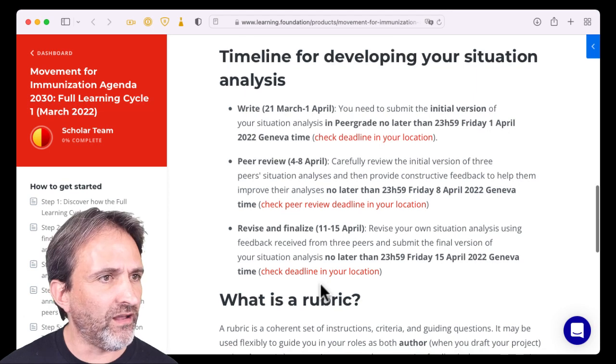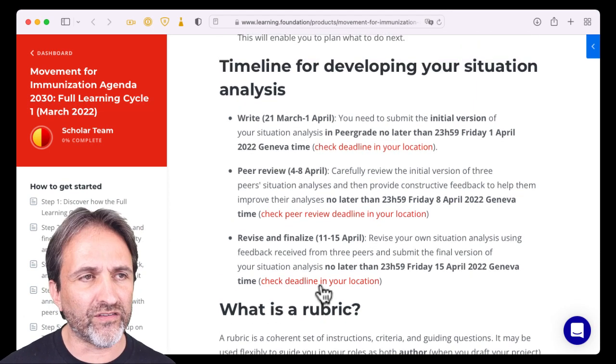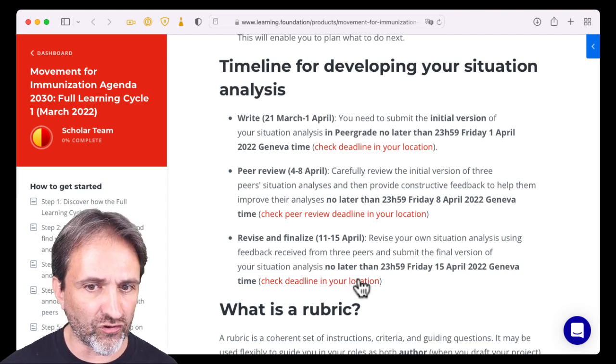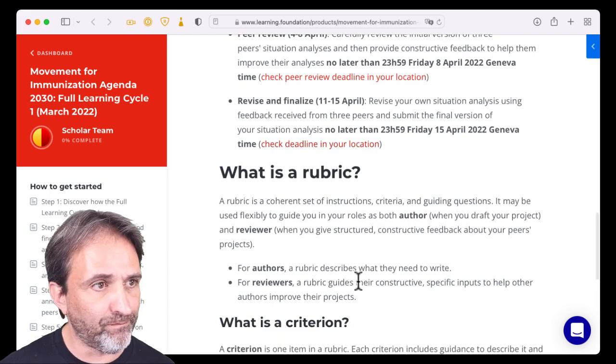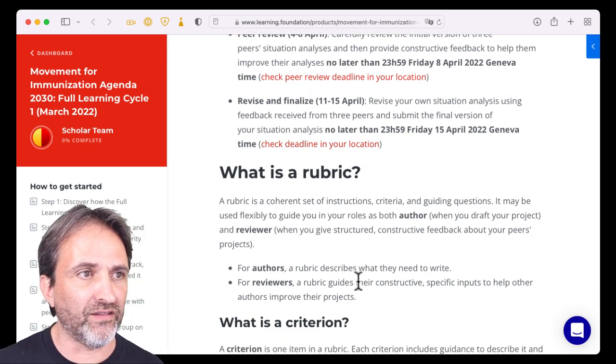Then you have the timeline for developing your situation analysis. We've shared this in the assembly, but you get it here too. Make sure to note these dates and to make sure you don't miss the deadlines. There's no extensions. So if you miss it, that's it. You cannot participate in the exercise.